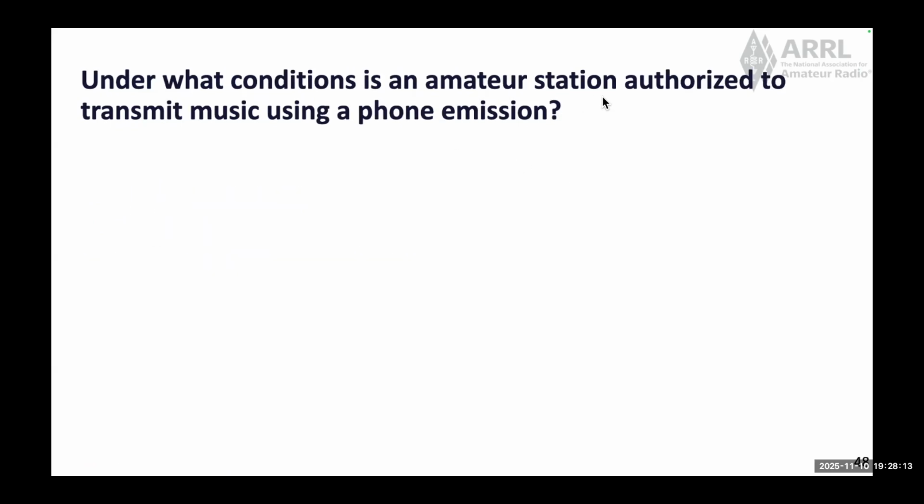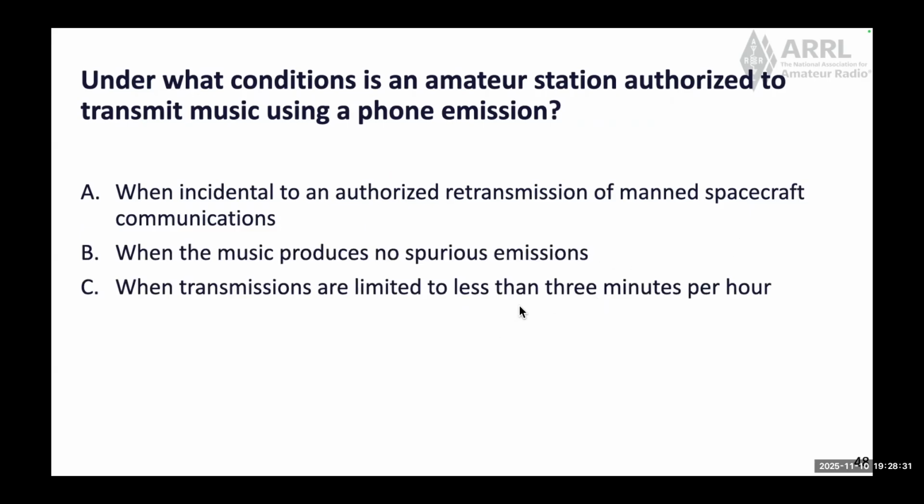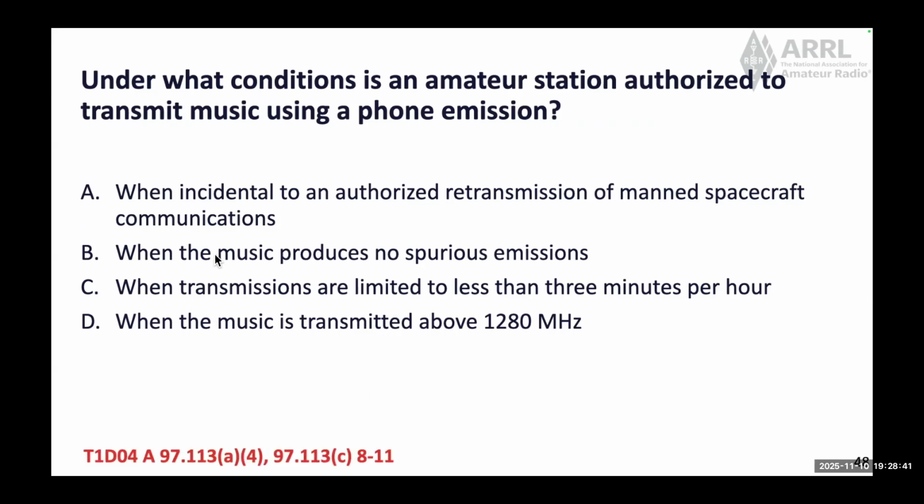Under what conditions is an amateur station authorized to transmit music using a phone emission? Now, we talked about this a while ago. When incidental to an authorized retransmission of manned spacecraft communications, when the music produces no spurious emissions, when transmissions are limited to less than 3 minutes per hour, when music is transmitted above 1,280 megahertz. Whoops, I clicked too quick. It's when it's incidental to an authorized transmission from a manned spacecraft communication. So the answer is A.